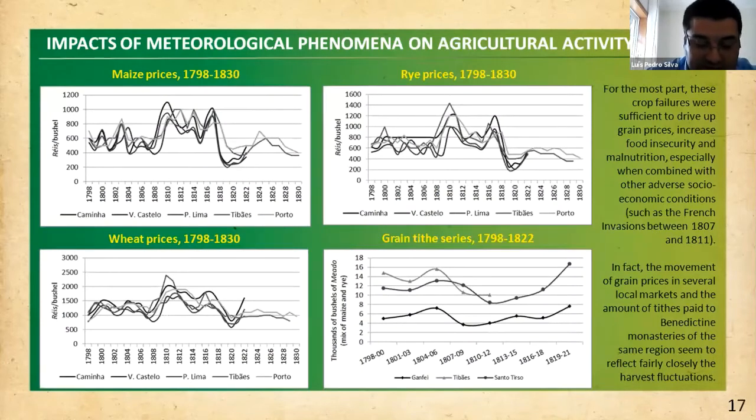For the most part, these crop failures were sufficient to drive up grain prices, increase food insecurity and malnutrition, especially when combined with other adverse socioeconomic conditions, such as the French invasions between 1807 and 1811. In fact, the movement of grain prices in several local markets and the amount of tithes paid to Benedictine monasteries of the same region seem to reflect fairly closely the harvest fluctuations.